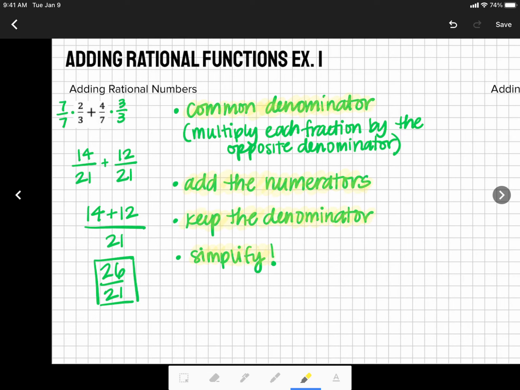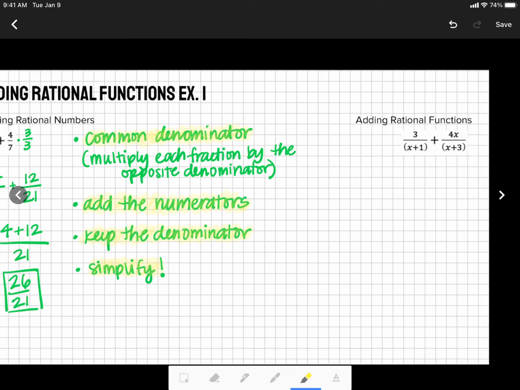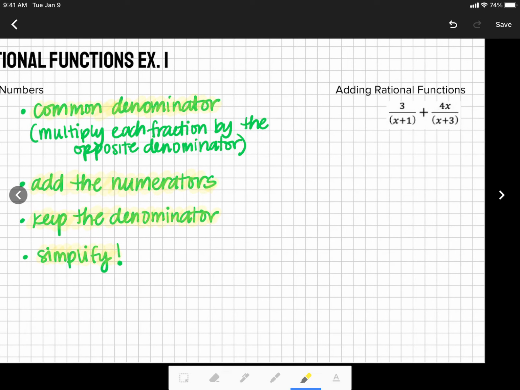So let's try these same steps on the rational function. Same steps on the rational function. Okay, first step is to find a common denominator or multiply each side by the opposite denominator. So I have an x + 1 on this side. I need to multiply this one by (x + 1) over (x + 1). I have an x + 3 on this side, so I need to multiply this one by (x + 3) over (x + 3). You'll notice that I'm multiplying by the whole factor, not just, well, this one has an x and that one has an x, so I'm multiplying by 1 and 3. No, I need to multiply by the whole factor. I can't break those factors apart.